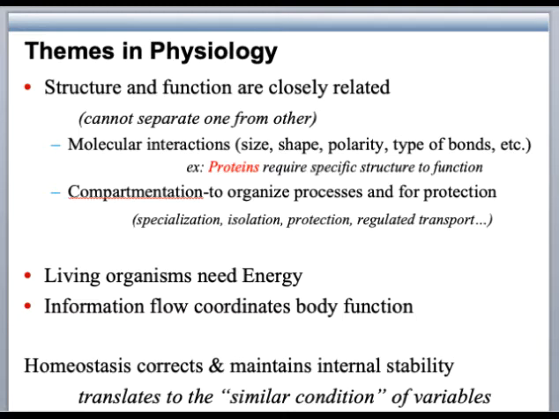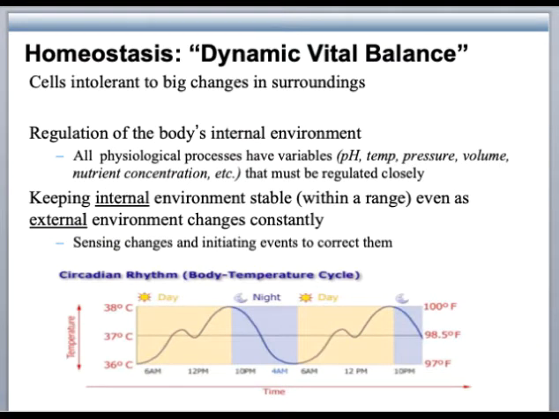So if you break that down, homeo means similar and stasis actually means condition. So homeostasis is kind of like keeping a similar condition of all of these variables. Another way to consider homeostasis is that it's the dynamic vital balance. Dynamic because things are always moving. Vital just means necessary for life. And then the idea of balance means that variables should stay within an acceptable range rather than at a fixed set point. Note that homeostasis does not mean static or unchanging.